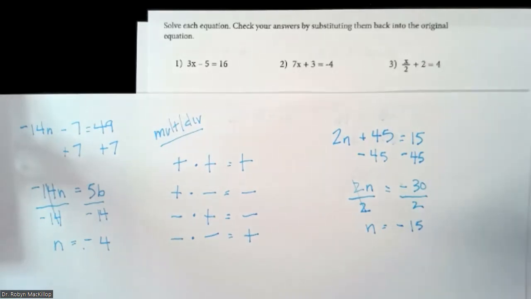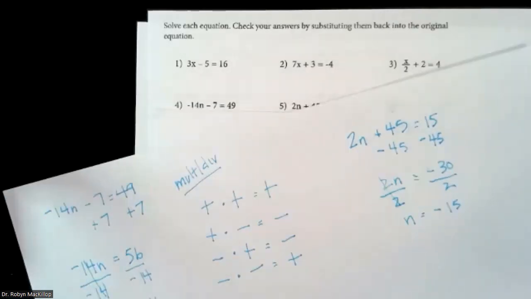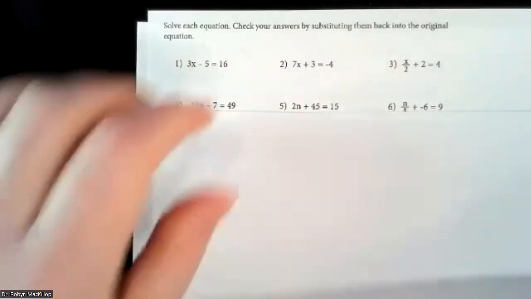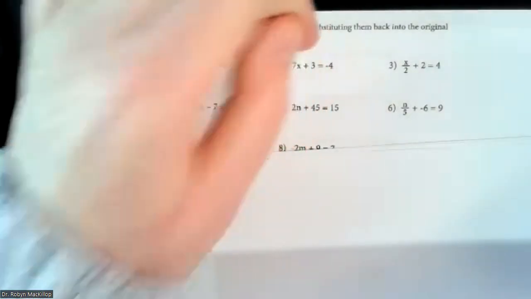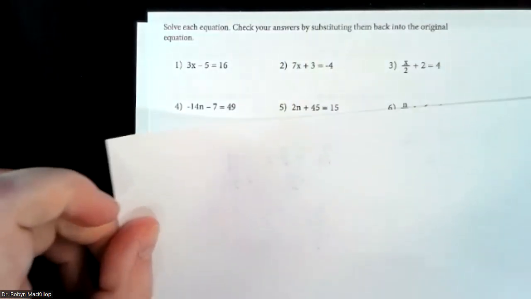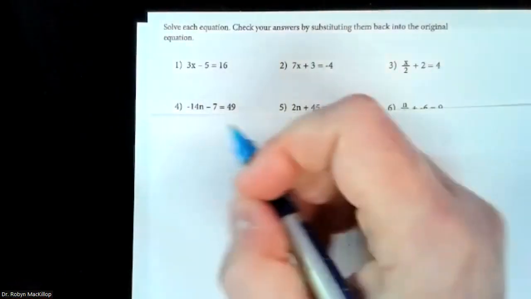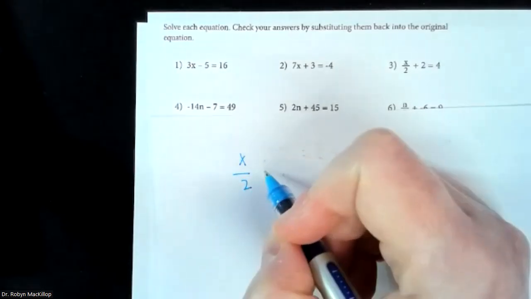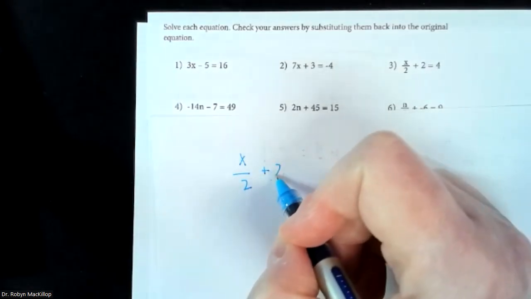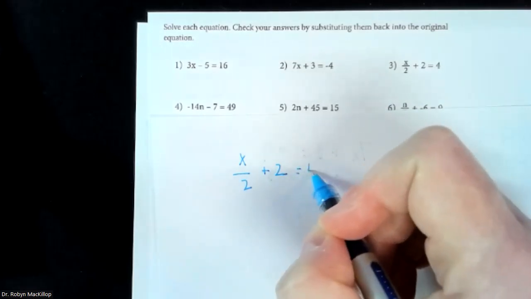Yes. Awesome. All right, let's do a couple of the division 2-step problems. That would be number 3 and 6. So let's do number 3 first. We've got x over 2 plus 2 equals 4.